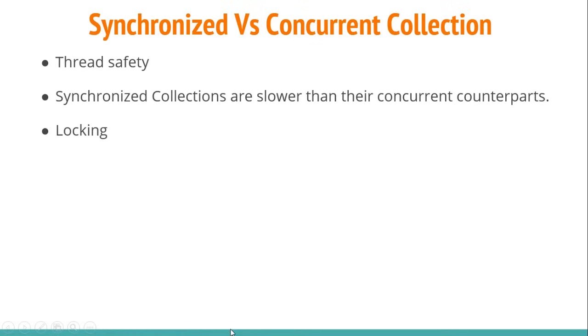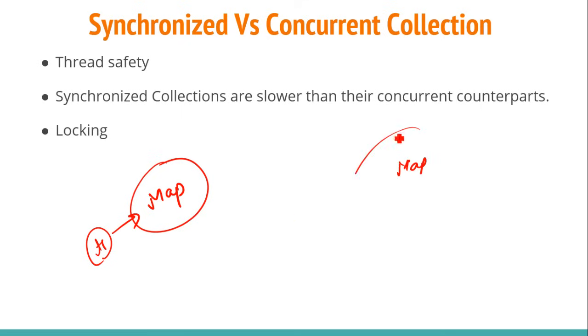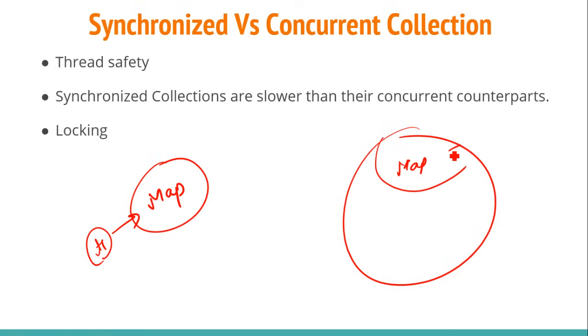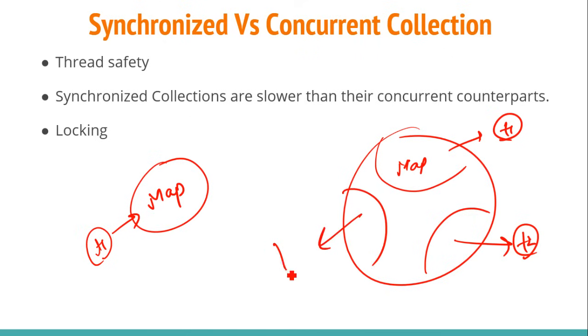Next we also checked the difference between synchronized and concurrent collection. For the matter of thread safety, we have synchronized and concurrent collection. In short, if we have a map and you use a synchronized map, the whole map will be accessible by one thread at a time. But if you are using a concurrent map this time, one segment of the map will be accessible by one thread, and another segment is available for another thread.